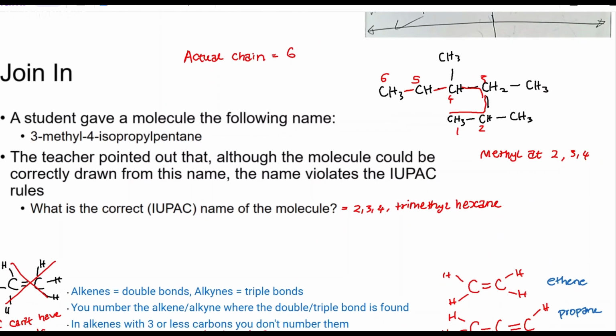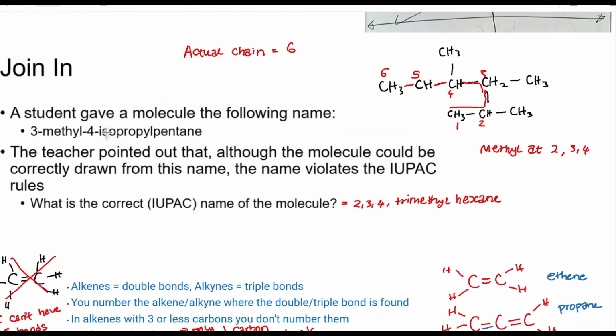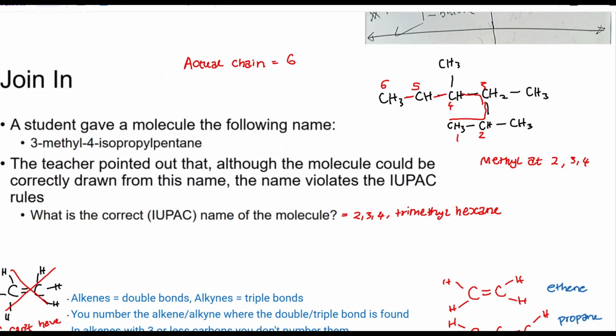And moving on, this is a complicated question, but it says a student gave a molecule with this name. So I drew out that molecule. Apparently it has pentane, which is 5 in the middle, 1, 2, 3, 4, 5. At the 3 it has a methyl, and at the 4, actually it started this way, sorry. This way. The 3 has a methyl, at the 4 it has an isopropyl, so I drew it out here.